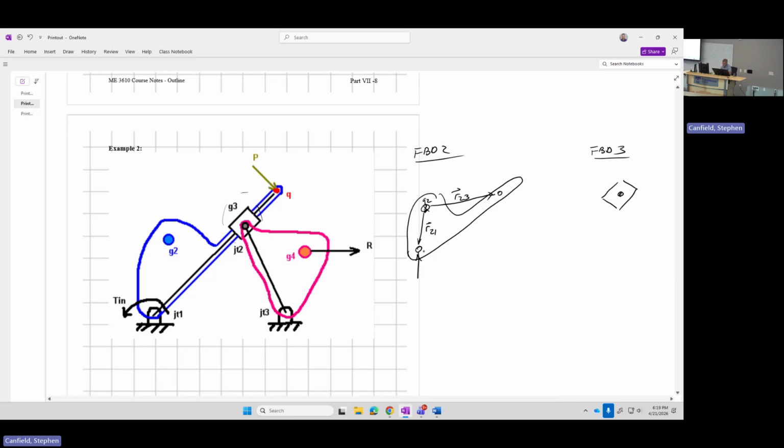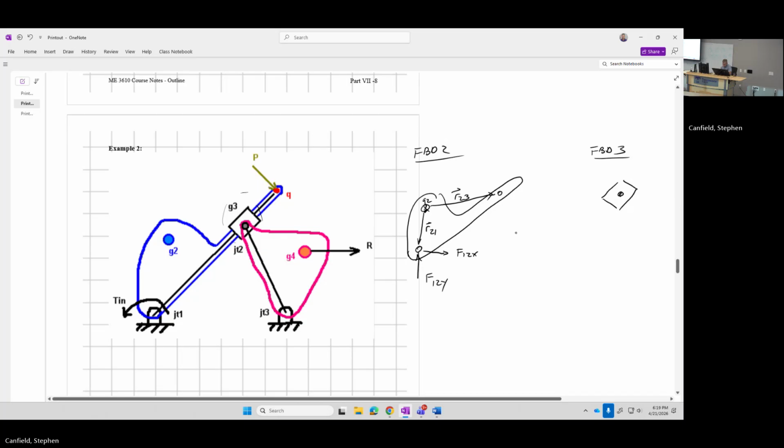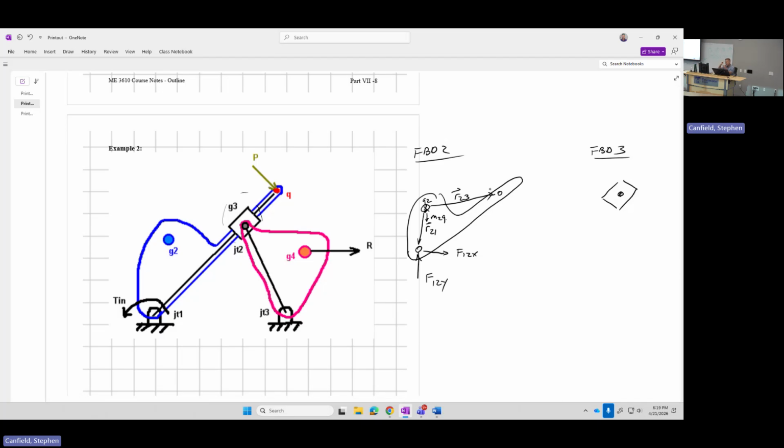So this guy is going to be a revolute, so it's going to have forces in the X and Y. So F1 on 2X, F1 on 2Y, just like we were doing. There's going to be a mass 2 times gravity. Now, what about up here? This is a slider connection. So it's not an X and Y force. It's a transverse force, something perpendicular to the slider, and a moment.